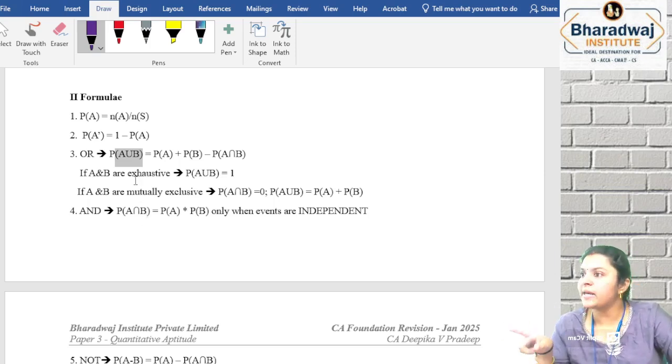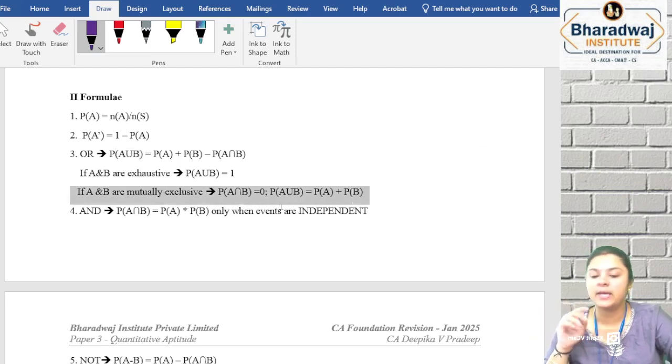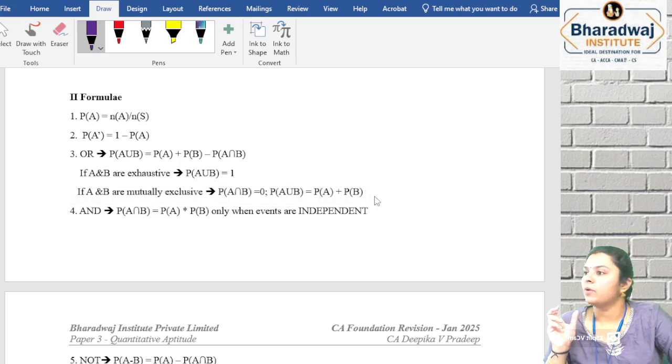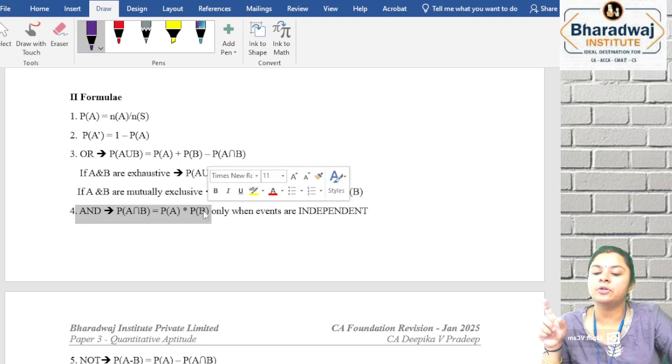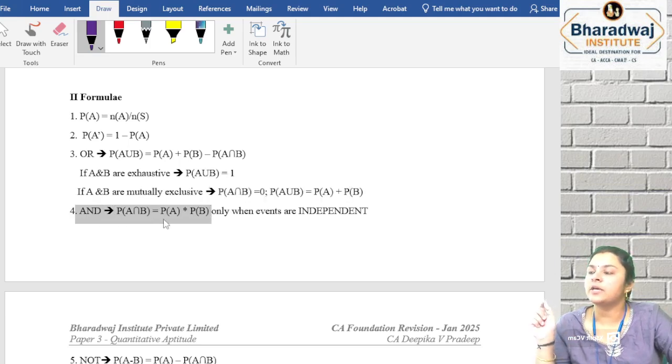If they are mutually exclusive, then P of A intersection B will be equal to 0. So in that case, P of A union B is equal to P of A plus P of B. If it is not equal to 0, then you will have a value which you have to subtract. And for that value, how to find out? The value will be found out using P of A intersection B is equal to P of A into P of B. This is the way you can find out.